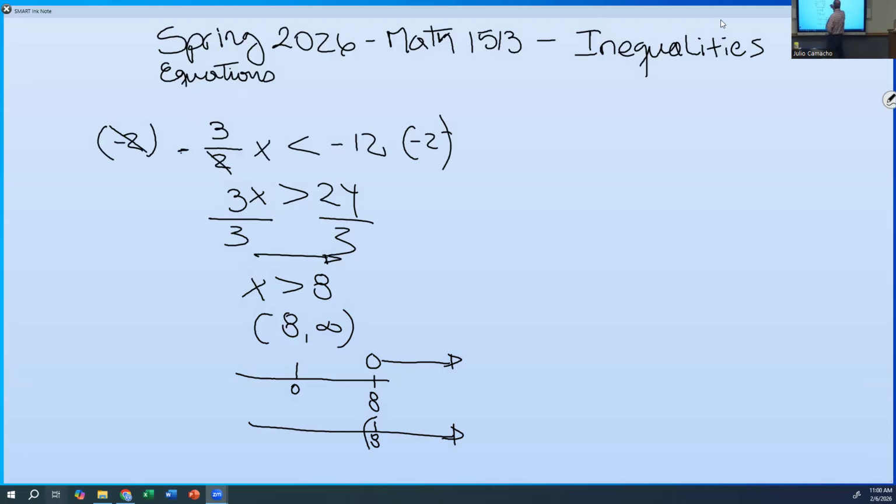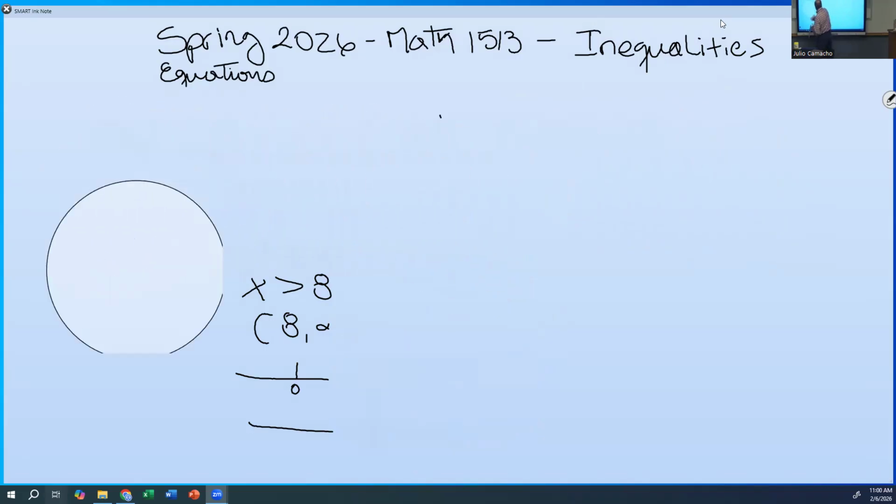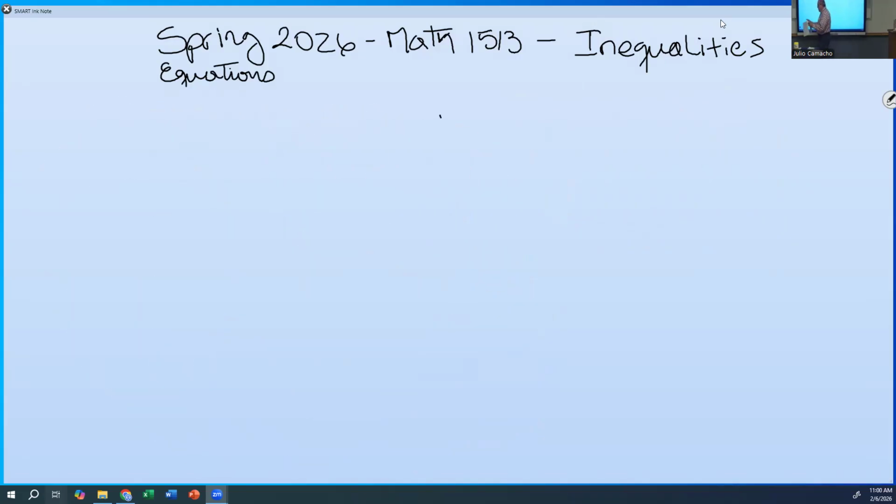And then to do the set builder, you have your curly brace, x, the bar, and you put x greater than 8, and you close the curly brace. Everybody got it? I can erase? So the last one is when you have two inequalities together in one expression. That is the third kind of problem that you will see when you are doing inequalities. Let me go quickly to my last page.